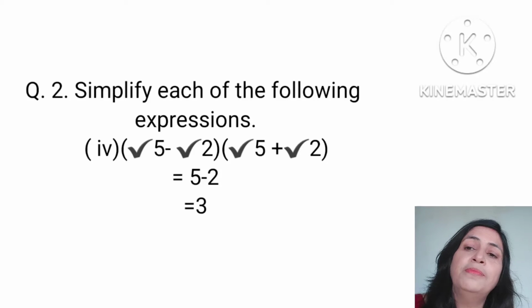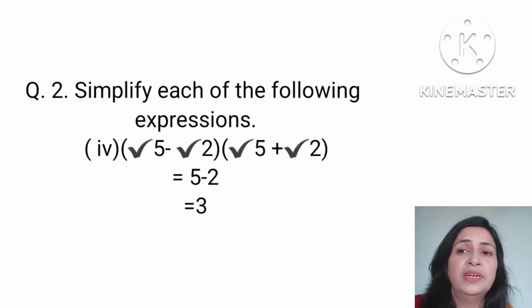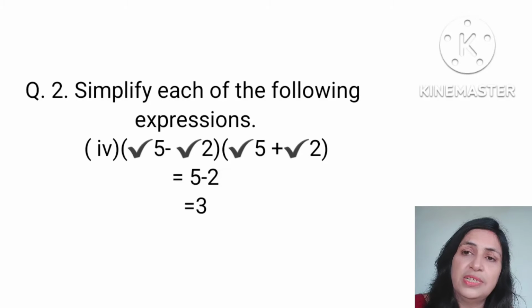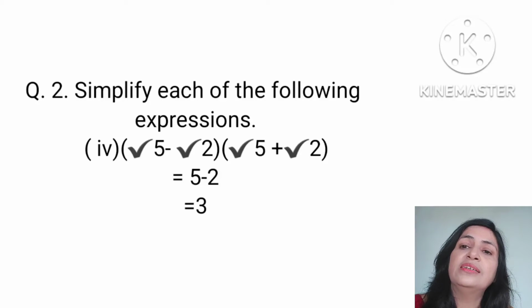Now (root 5 minus root 2) into (root 5 plus root 2). Here also we can multiply, and by that rule, (a minus b) and (a plus b) gives a square minus b square. So we get root 5 square, that is 5, minus root 2 square, which is 2. So we get 5 minus 2 is equal to 3.